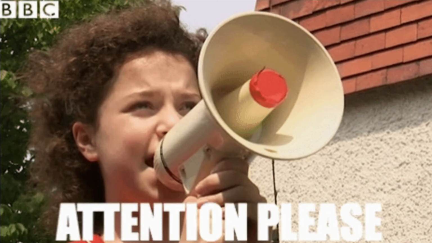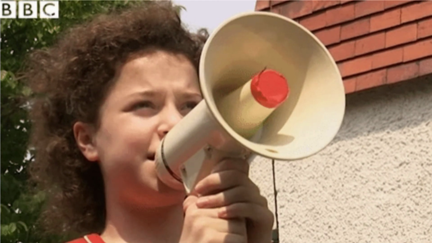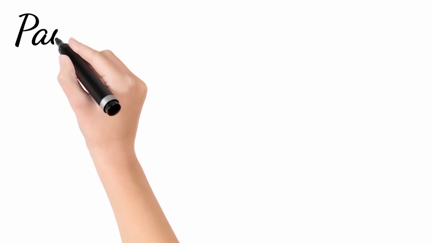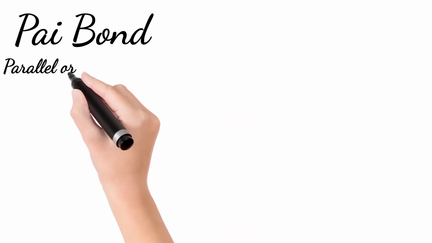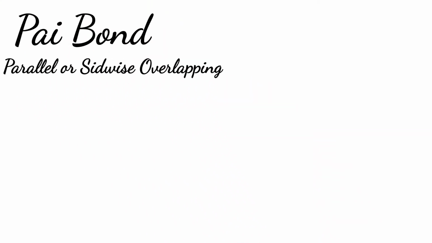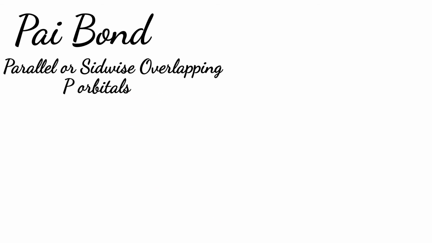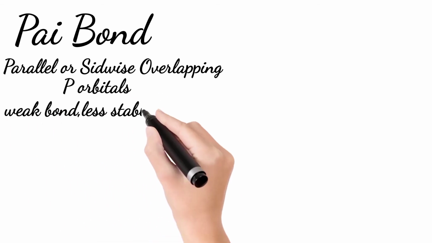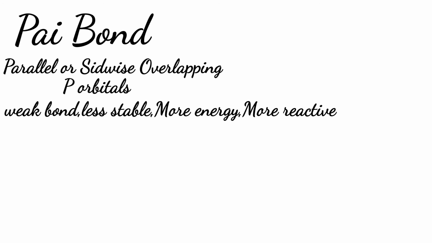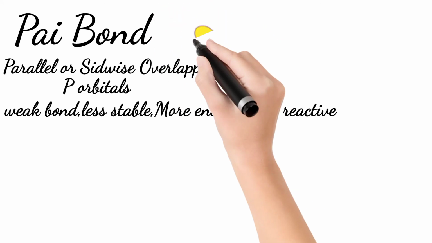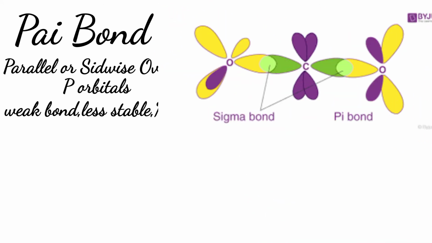Now attention please. Attention. With a smart look again. Now we are moving towards the pi bond. Pi bond is the parallel or sidewise overlapping of the two orbitals. Note down that the pi bond will always be formed by the overlapping of the unhybridized p orbitals. It is MCQs 2018. It is a weak bond, so it will be less stable, it has more energy and it is more reactive.